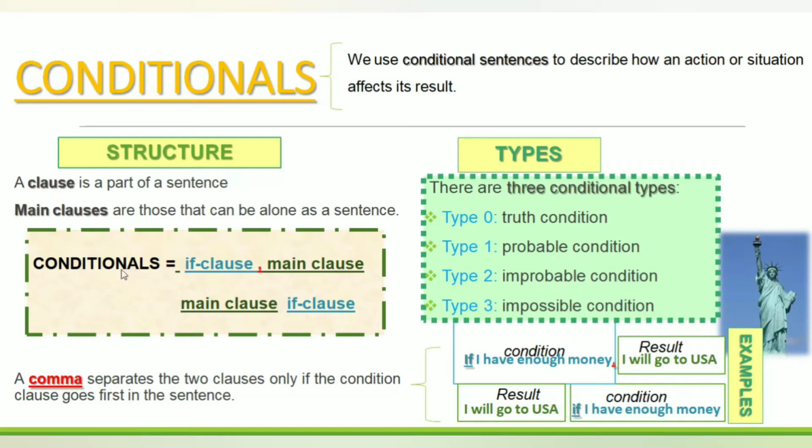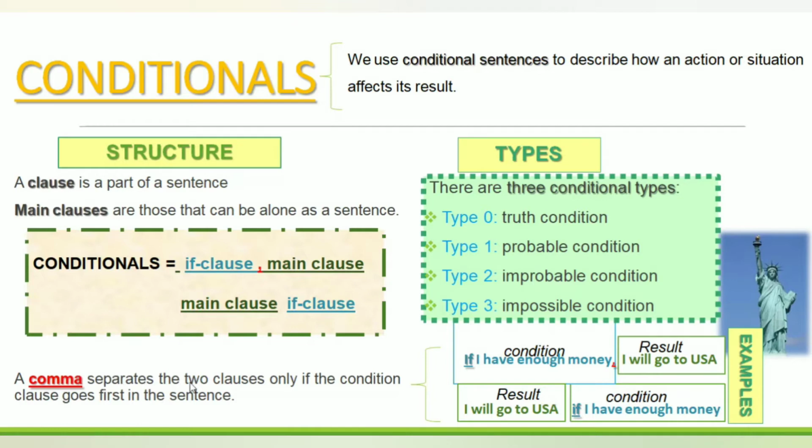So here we have conditionals. We have if clause, comma, main clause بمعنى الشرط والنتيجة. هنا إذا قمنا بالعكس إذا بدأت الجملة بالنتيجة أولا لا نستعمل هنا أي فاصلة. So we have main clause and if clause with no comma here. You see? هذه فقط كملحوظة.